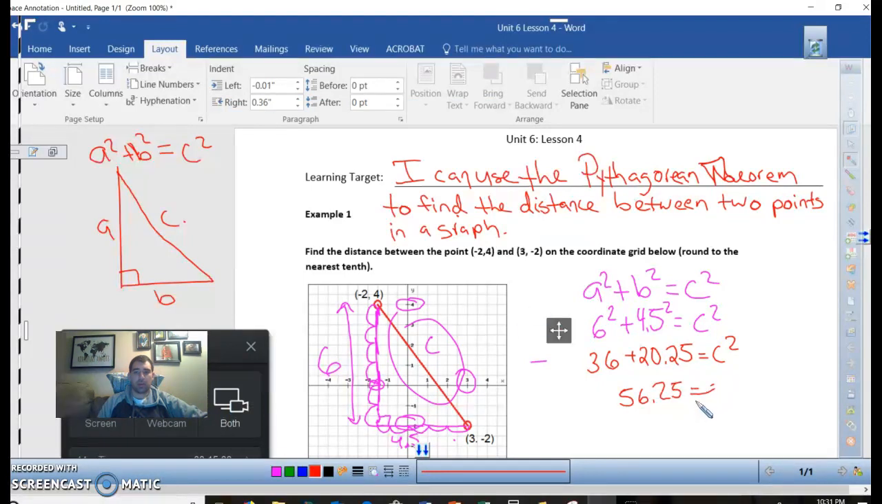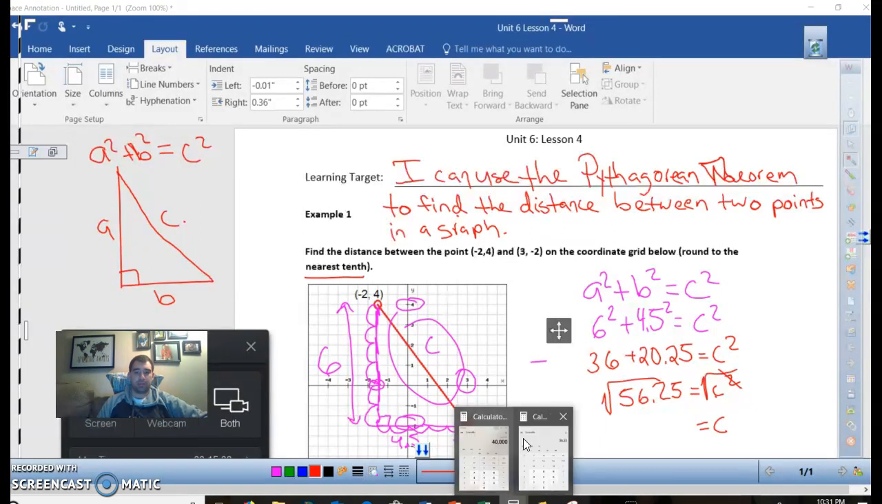And this is review, guys. This is using our Pythagorean theorem. Square root both sides. So this would be radical form, but then it says round your answer to the nearest tenth. So I'm going to round that. I'm going to go ahead and do the square root of 56.25.